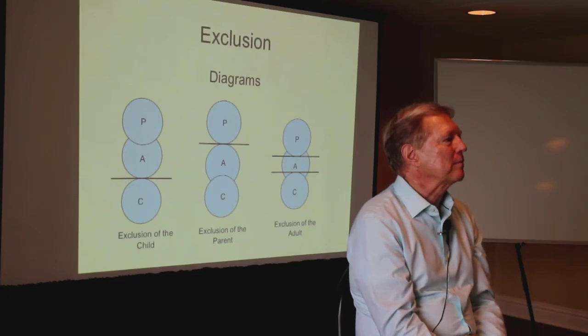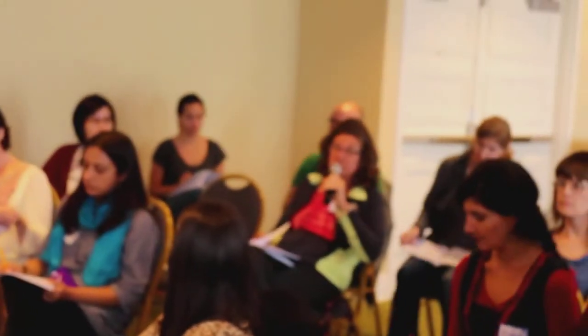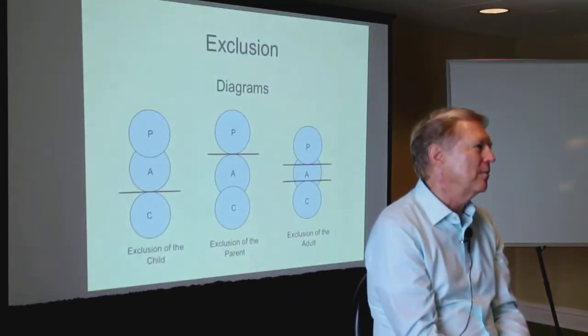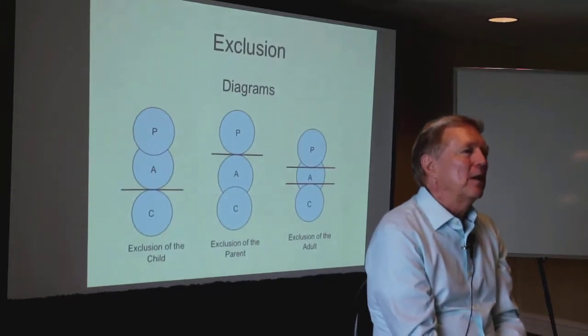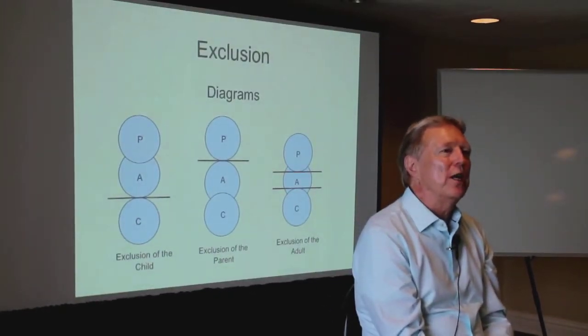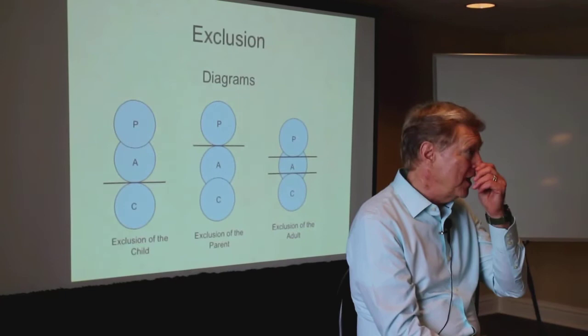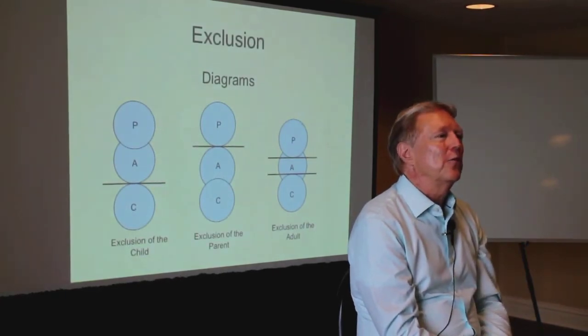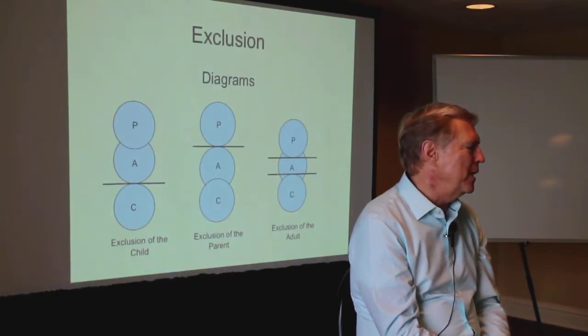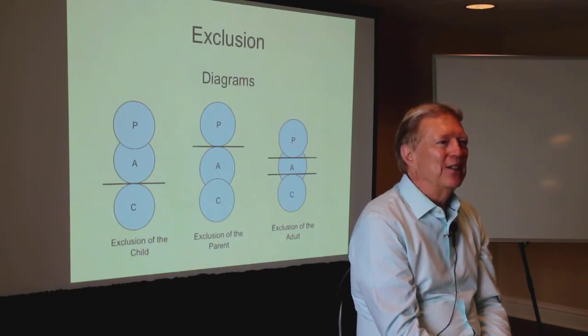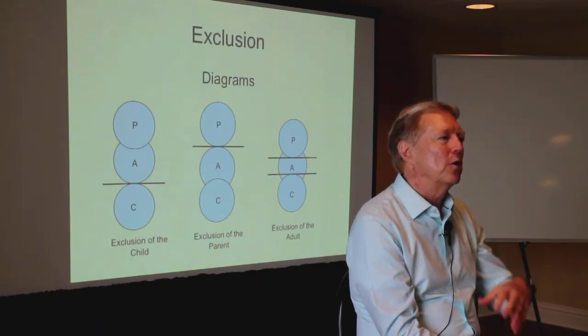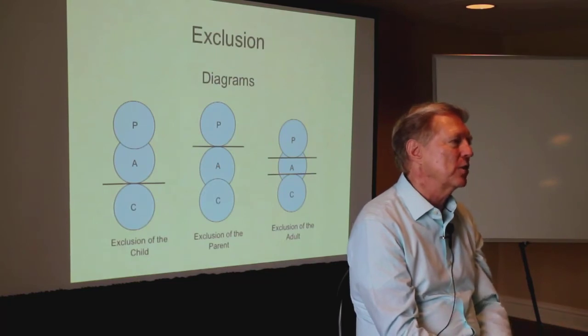Yes? Vann, there has to be contamination before exclusion. Yes. Exclusion usually occurs in extreme cases of contamination. Exclusions are never 100%, because we need all three ego states, and there will often be some degree of each, but a large portion of the parent or child or adult is excluded.